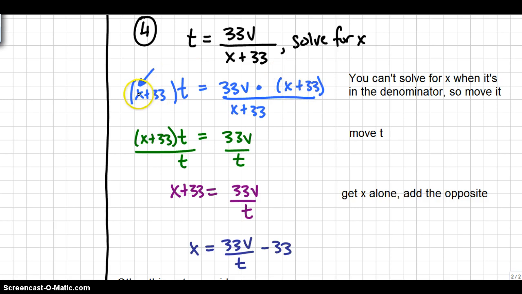Now the x that we're going to be solving for is over here, because the x's that we were working with on this side, the x plus the 33 divided by itself, those pieces are going to cancel each other out. So now we have x plus 33 in parentheses on this side, the x is going to stay, and we want to move the t and the 33. So we're going to move the t first by dividing on both sides, then we're going to get the x alone by adding the opposite, and we end up with our answer.